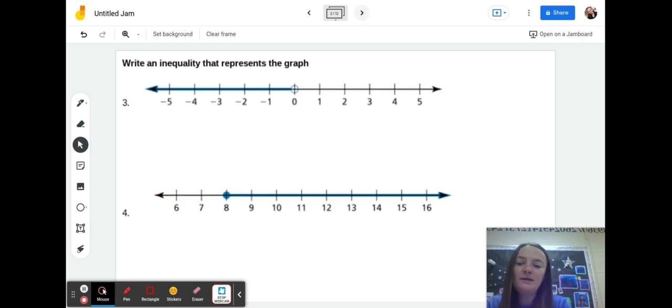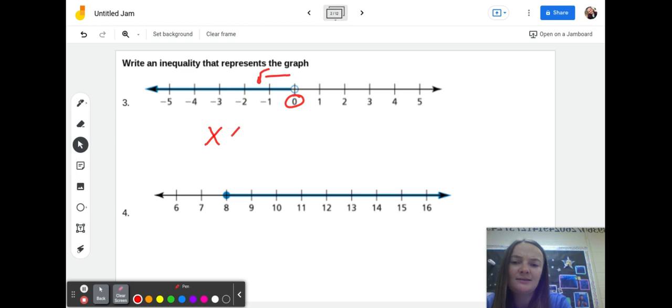Next part, write the inequality that represents the graph. Okay, so for this graph here, the important number is 0. That's where it's starting. We're going to the left, which means less than. So what we can say is that x, or whatever variable we have, is less than. Notice how it's not less than or equal to, because I see an open circle here. So x is less than 0.